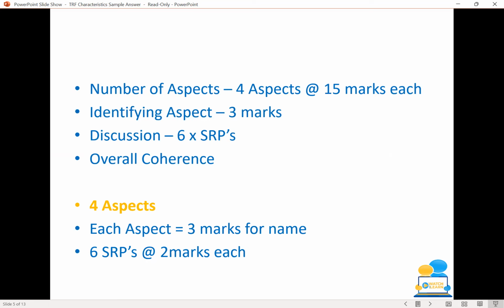Identifying the aspect will give us 3 marks. We'll get our 6 SRPs, get the remaining 12 marks, and then we'll have our 20 overall coherence. So each aspect, 3 marks per name, 6 SRPs at 2 marks each, then for our 4 aspects, just to have that in our head as we go through this sample answer.